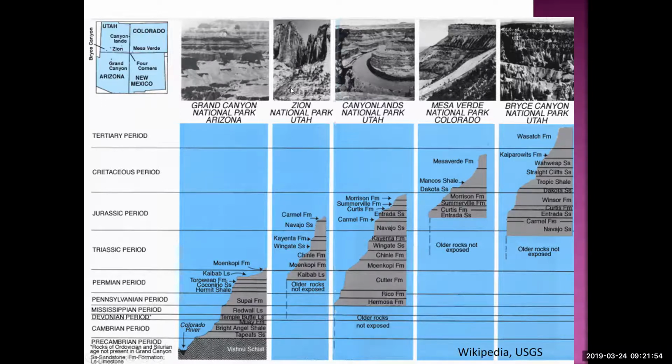But you can see as you go to the different national parks, different parts of the formations are exposed, but there's a continuity across, for instance, Entrada Sandstone, Entrada Sandstone, Entrada Sandstone. One of the most important formations we're going to look at is the Morrison Formation, which is where Dinosaur National Monument is.